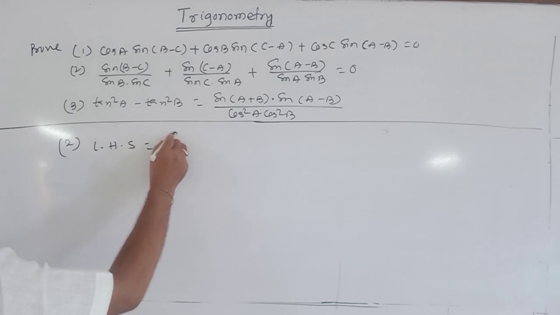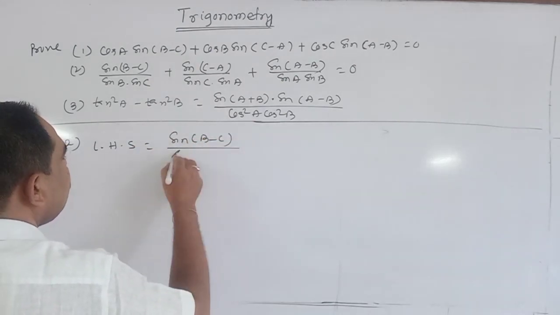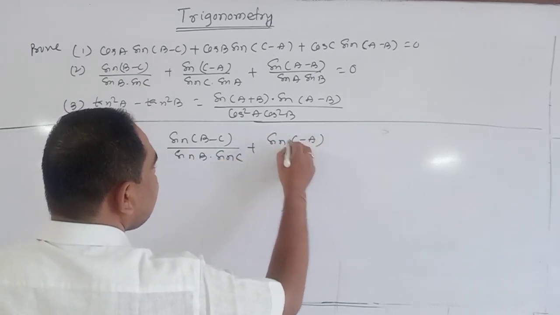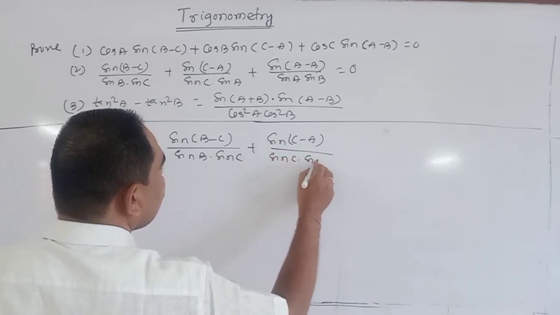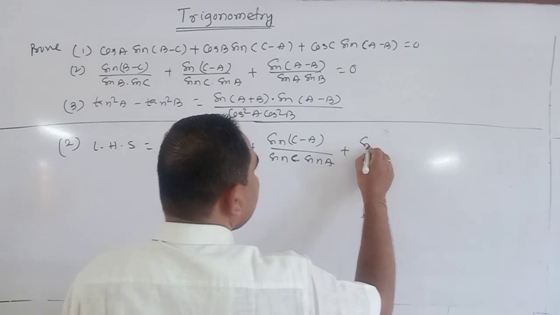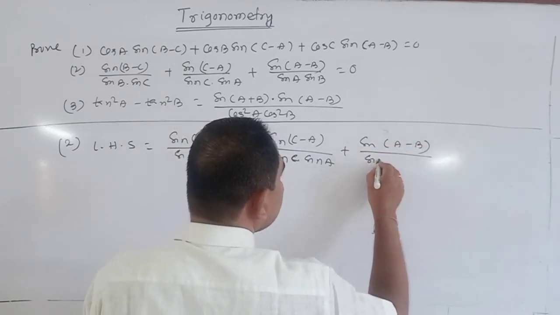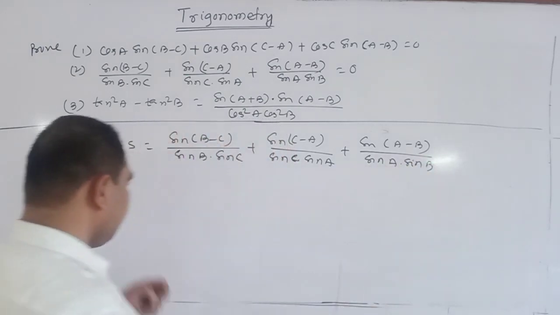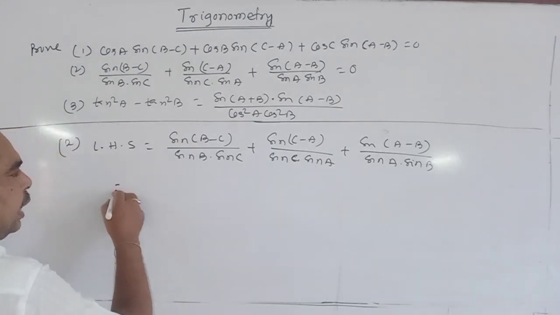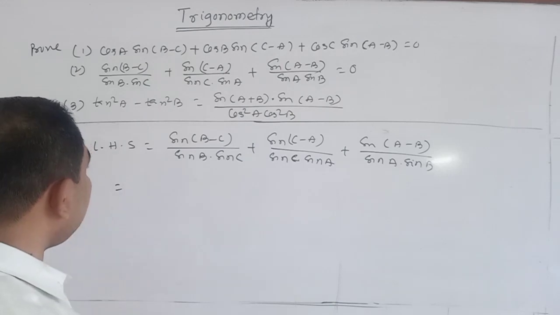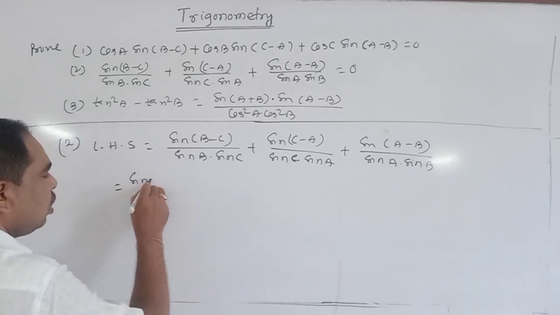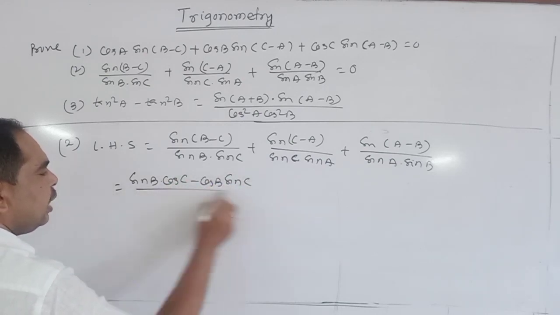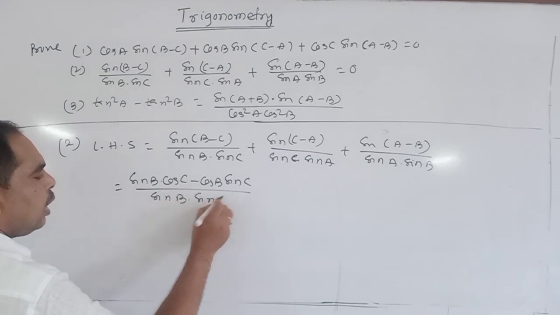LHS: sin of B minus C divided by sin B into sin C plus sin of C minus A divided by sin C into sin A plus sin of A minus B divided by sin A into sin B. Okay, अच्छा, is equal to sin of B minus C formula, sin of B into cos C minus cos B into sin C divided by sin B into sin C.